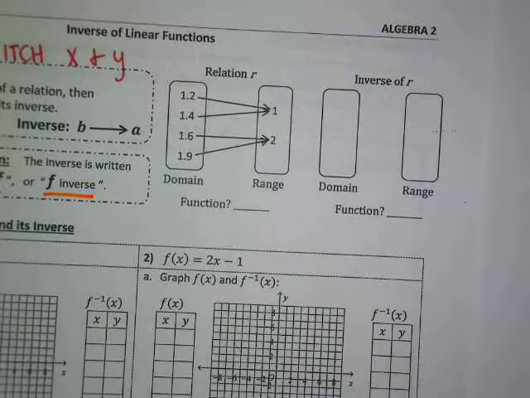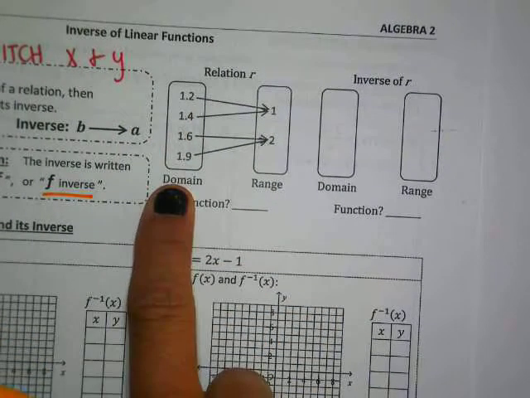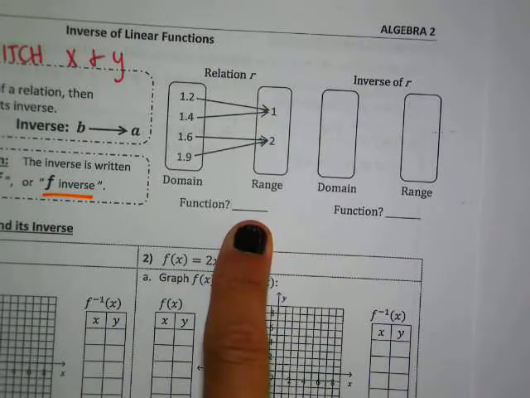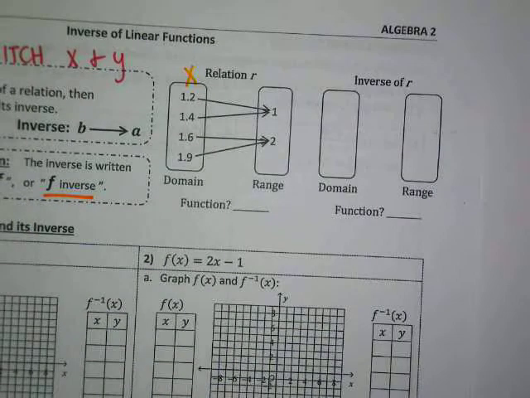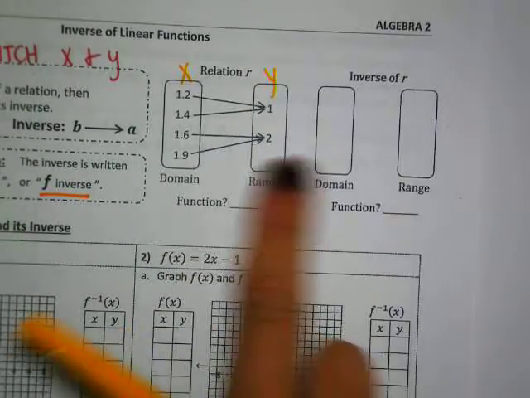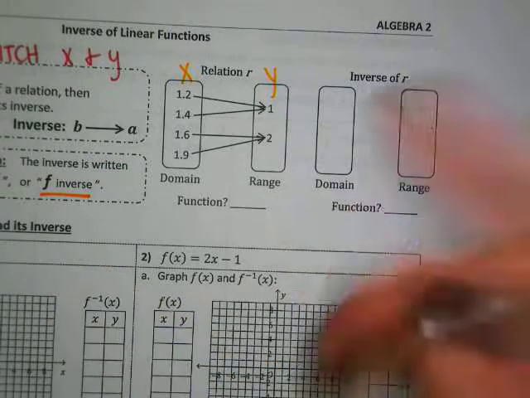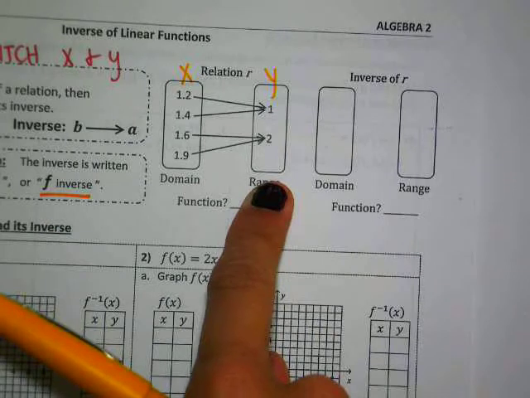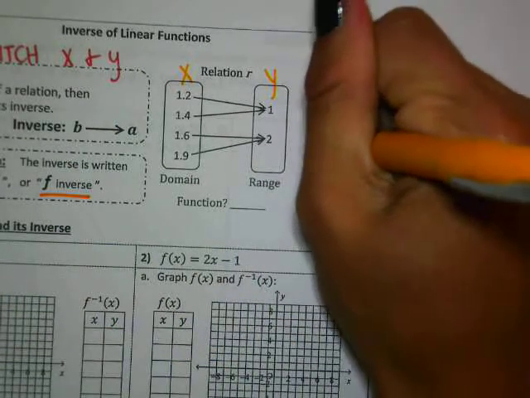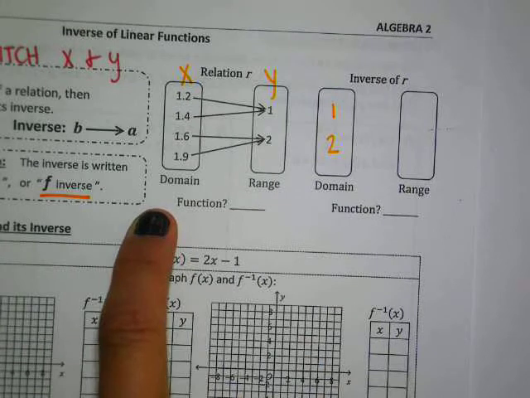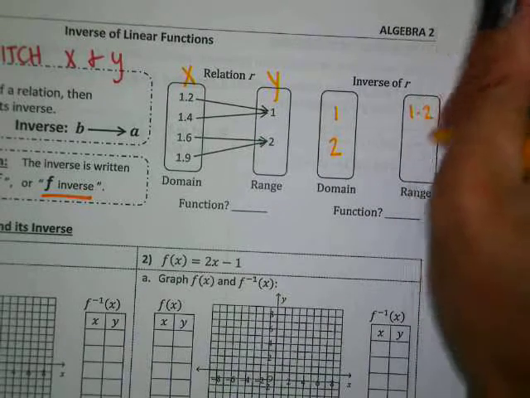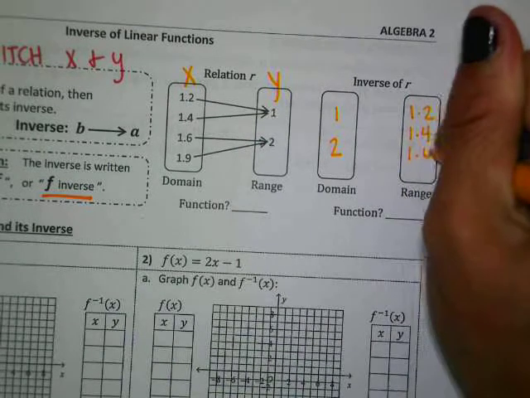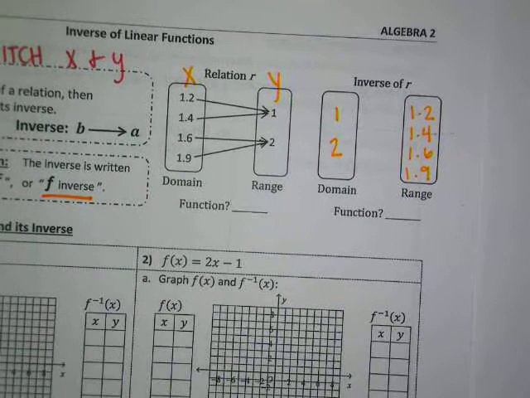Hop over here to this mapping diagram. These numbers are my domain. These numbers are my range. Are domain X or Y values? X, good. And range are? Y. So if I want to find the inverse, you're going to switch them. So if my range is 1 and 2, your domain is going to be 1 and 2. And my range here is 1.2, 1.4, 1.6, 1.9. So my range will be 1.2, 1.4, 1.6, and 1.9.